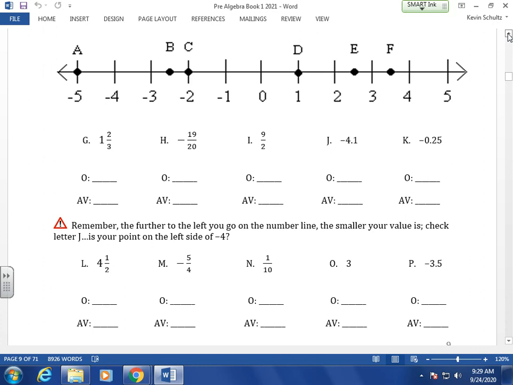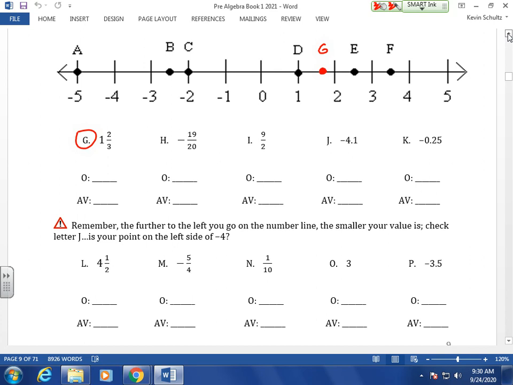So let's start with point G here. Point G is at 1 2/3. Being a mixed number, we know it's going to be between 1 and 2, right? It's more than 1, but not quite 2 wholes. So 1 2/3 is going to be approximately right here, and we can write point G up above there.